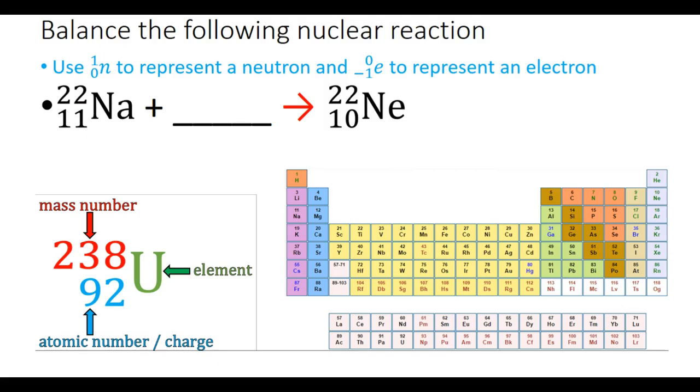Here I have sodium-22 plus something is going to make neon-22. So you'll notice that the mass number has not changed, but the protons have. So I know it's going to remain 0, and I go from 11 down to 10. So we know that that's going to be a -1. So this is another case of electron capture, where a proton is going to get turned into a neutron by absorbing an electron. That's going to be my unknown.